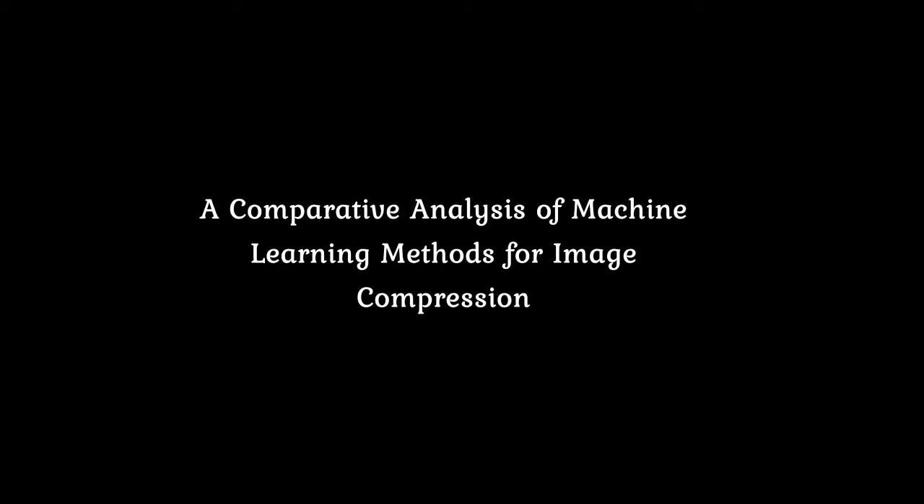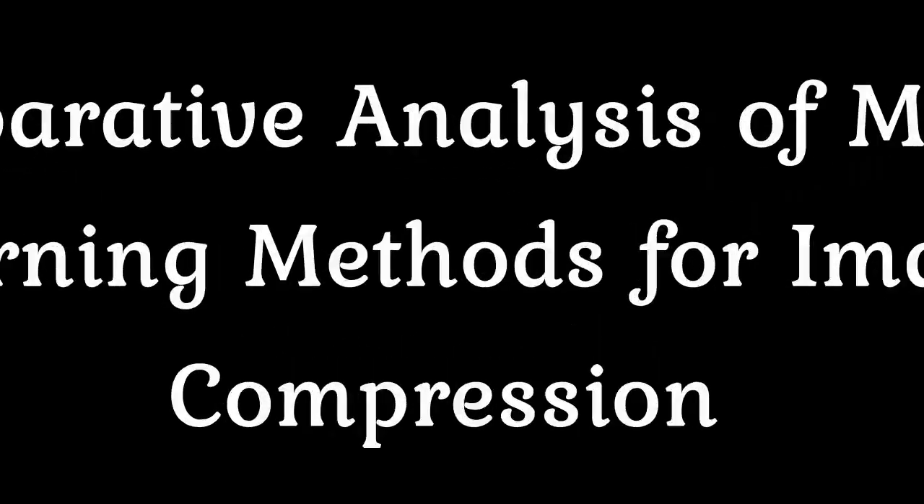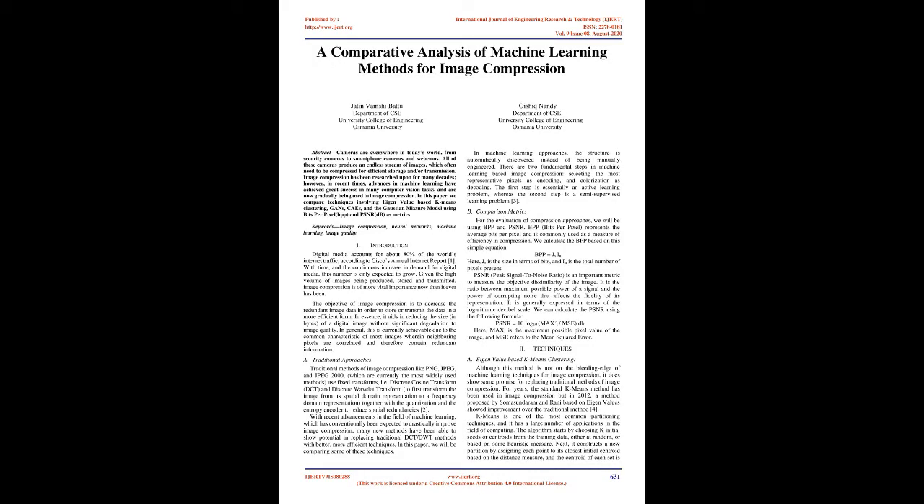A comparative analysis of machine learning methods for image compression. Abstract: Cameras are everywhere in today's world, from security cameras to smartphone cameras and webcams. All of these cameras produce an endless stream of images, which often need to be compressed for efficient storage and/or transmission. Image compression has been researched for many decades.